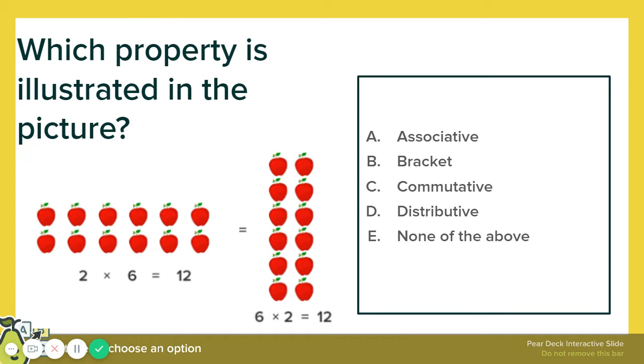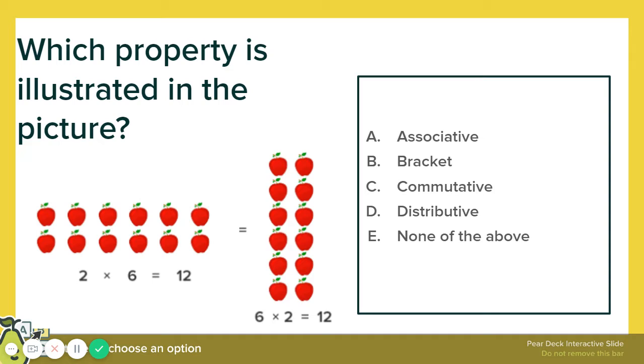So today we are going to start with the question, which property is illustrated by the picture? Which property that we discussed yesterday, commutative, associative, or distributive, is illustrated in this picture? Is it A, associative, B, bracket, C, commutative, D, distributive, or E, none of the above?